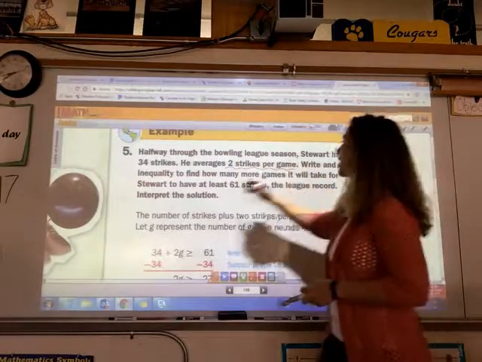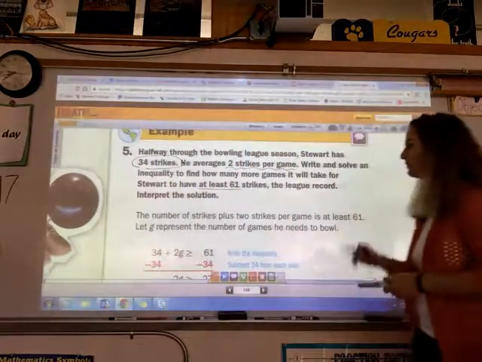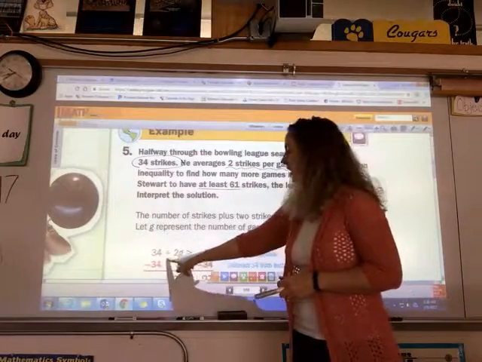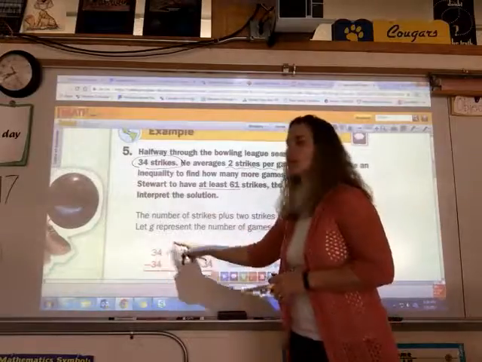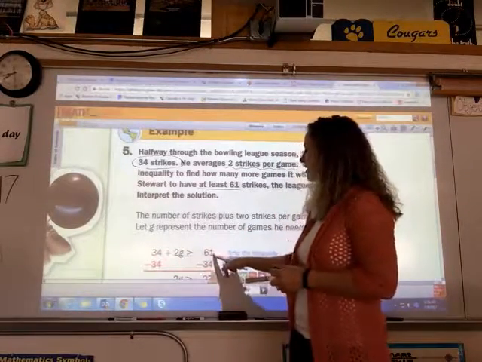He averages 2 strikes per game and he already has 34. He needs at least 61. So let's set this up. 2 strikes per game plus the 34 strikes that he has, and it needs to be at least 61, or greater than. So we're looking at greater than or equal to 61.